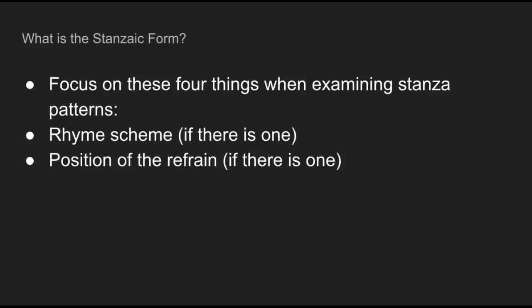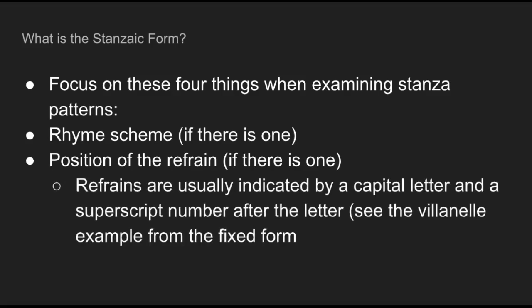A refrain is a stanza that's repeated, or lines that are repeated verbatim. That means word for word the same. So that's a refrain, and it comes from music. When you sing songs, there are refrains that are repeated. So, if there is one, pay attention to that when looking at the stanzas. Refrains are usually indicated by a capital letter and a superscript number after the letter. This is just notation when you're writing out the refrain by rhyme. So, see the villanelle example from the fixed form, and I'm going to talk about that in a moment.